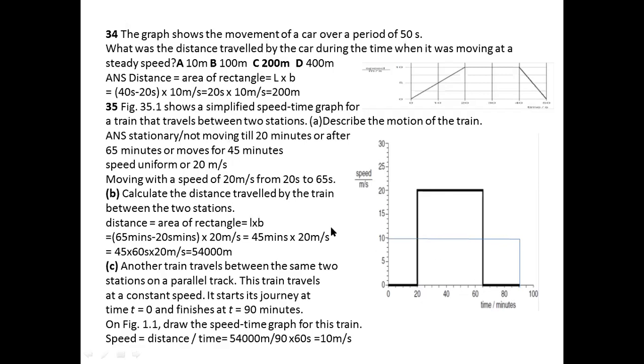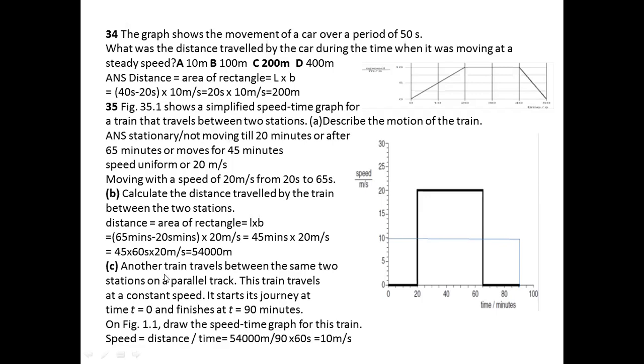Next question, calculate distance traveled by the train between the two stations. It will be the area under this horizontal line, and that is equivalent to a rectangle. So distance traveled is area of rectangle, length into breadth. So what we have over here, this breadth will be equivalent to 65 minus 20 and the length will be equivalent to 20 meter per second. So the final answer is 54,000 meter. Time is in minutes, so it should be converted into seconds. How to convert minute into second? Minutes will be replaced by 60 seconds. So 45 will be multiplied by 60 to convert into seconds. And then the answer becomes 54,000 meters.